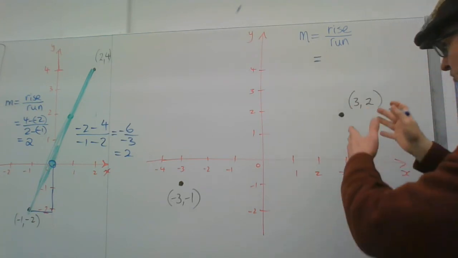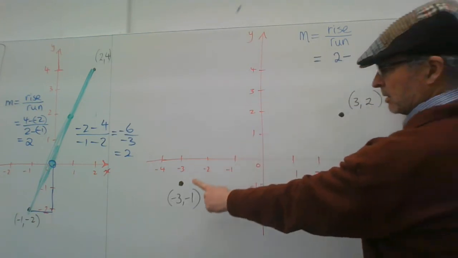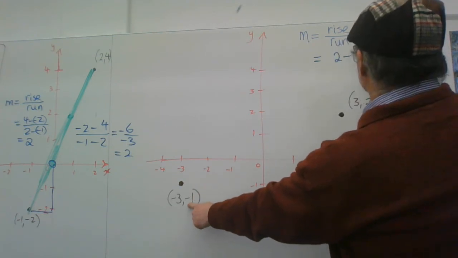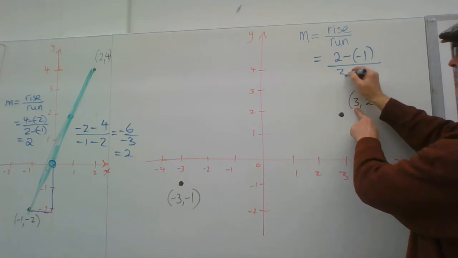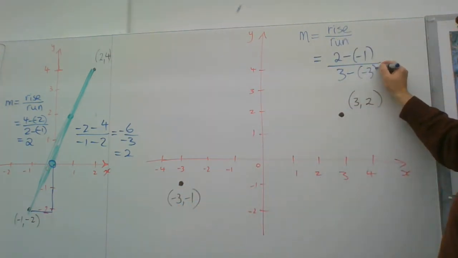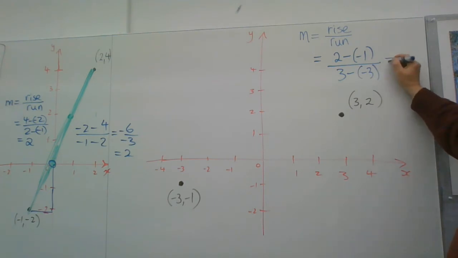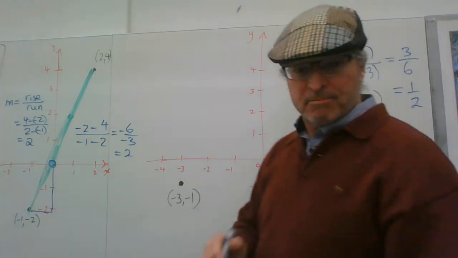The rise is 2 minus 1 over 3 minus 3. Okay, that's 2 plus 1. That's 3 over 6. That's a half. What does it mean?